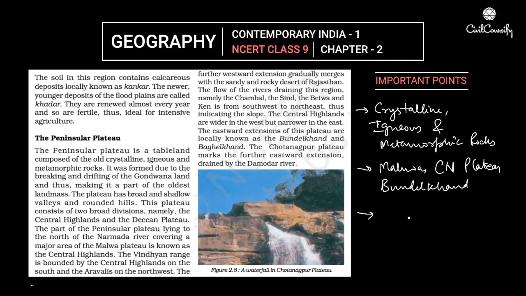Some important rivers in this region are the Narmada, Tapi, and then we have Damodar and various other rivers. So these are the important rivers that we must know. And this is the oldest region of India, and this is the hardest rock region, and the intensity of agriculture is less compared to the northern plains. But this is an important region of the country because it has a lot of minerals present in this region.